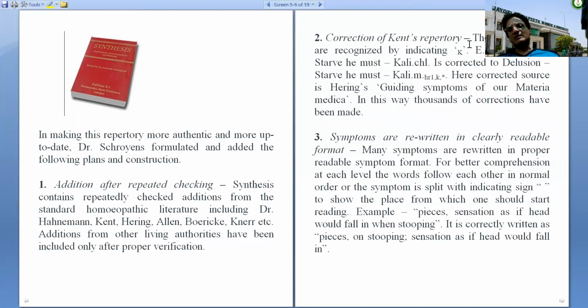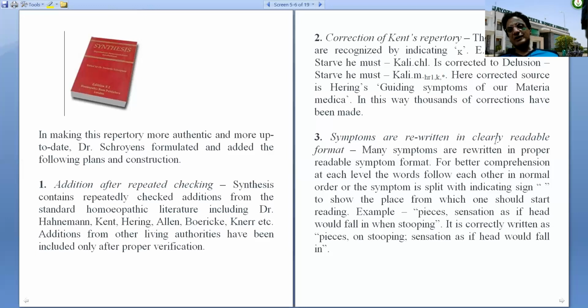Correction of Kent's repertory. These corrections are recognized by indicating K underscript. Example, delusion starve he must, Calcarea chlorata, is corrected to delusion starve he must, Kali muriaticum, and underscript Hering 1 and K. Here K means correction. Here the corrected source is from Hering's Guiding Symptoms of our Materia Medica. In this way, thousands of corrections have been made in synthesis.